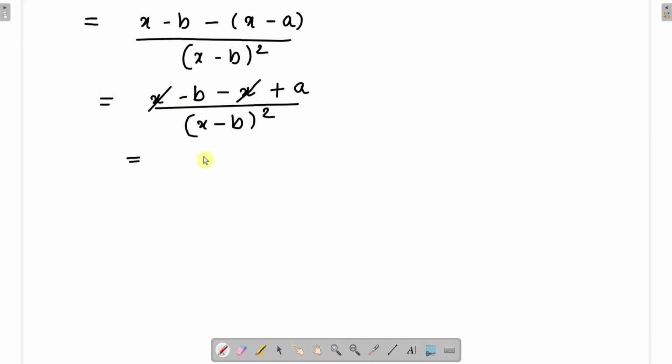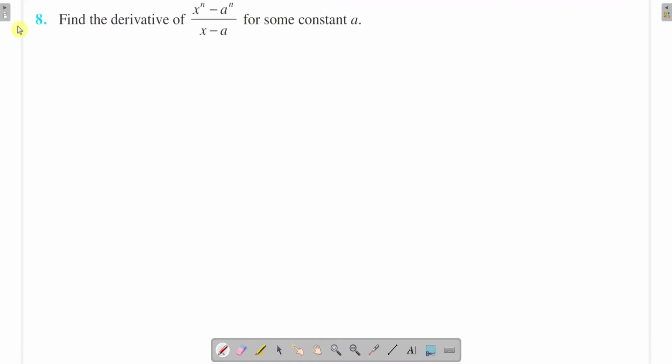So this will be equal to what? x and minus x will get cancelled. You have here a, then minus b divided by x minus b the whole square. Okay, so that is the answer for the third sub problem. So we have solved the seventh problem, right? So problems are very easy. Only thing what you have to know, the formulae. Okay, let us go to the eighth problem. This is the last one in this video.